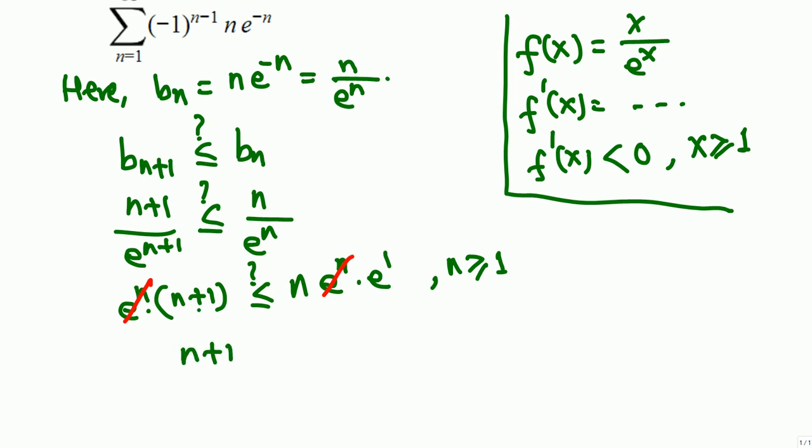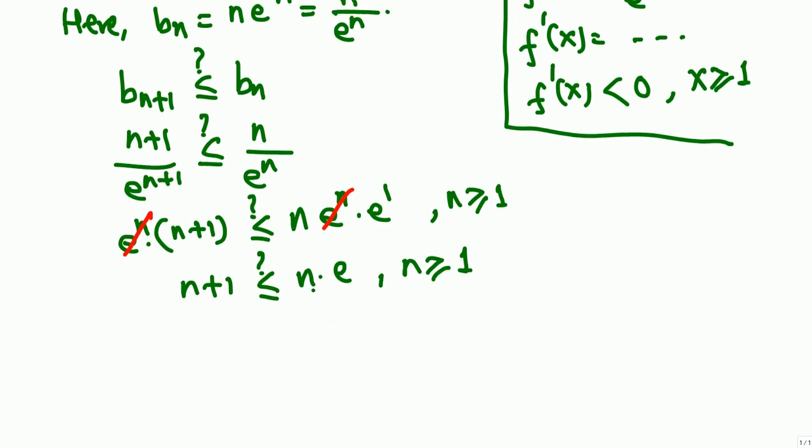Now, is n plus 1 less than or equal to n times e, where e is an irrational number whose value is about 2.7? Is this true for all n bigger than or equal to 1? Okay, when n equals 1, this will be 1 plus 1, 2, and this will be about 2.7, that's true. When n equals 2, it will be 3, and 2 times 2.7, it looks like it's true. Or we can go further and subtract n from both sides.